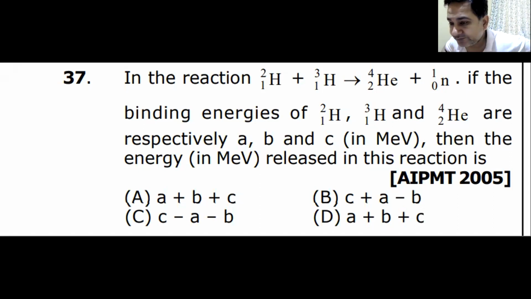Next question, question number 37. In a reaction, something is happening. What is this reaction? Fission or fusion? It is fusion. In the reaction, the binding energies of these are A, B, C. Then what is the energy release in this reaction? Just put everything together and you will have the answer.